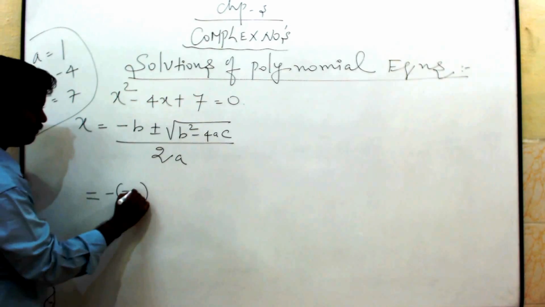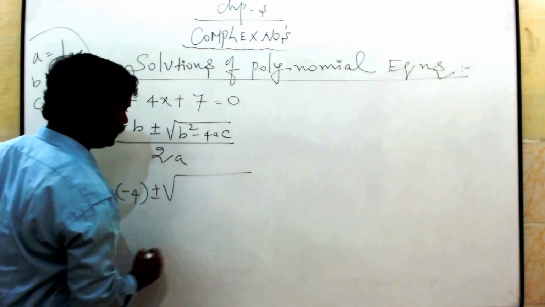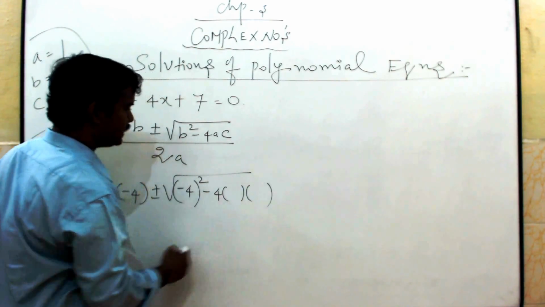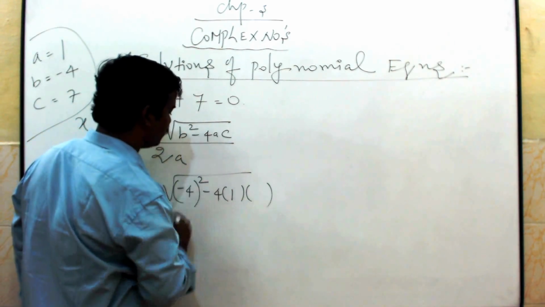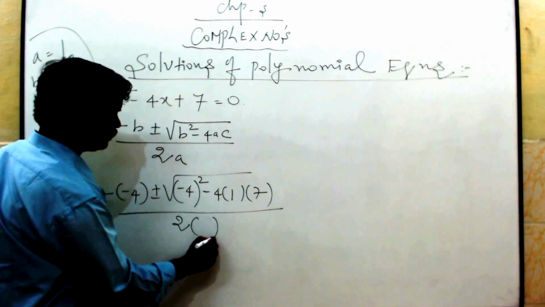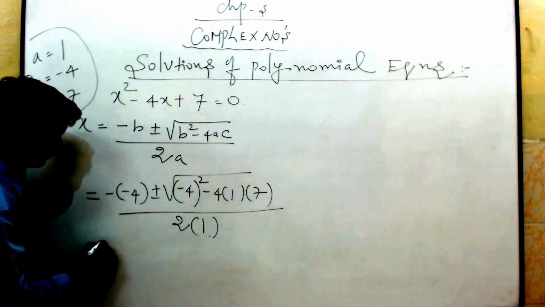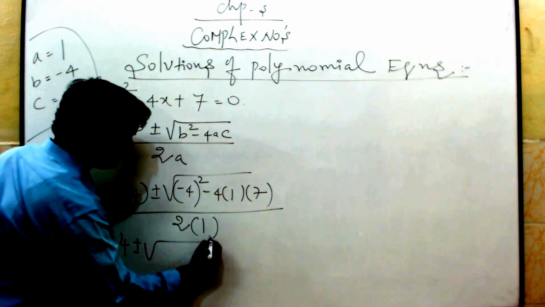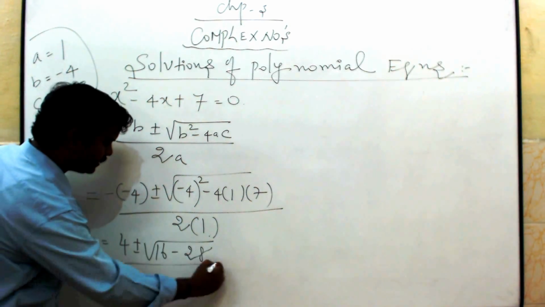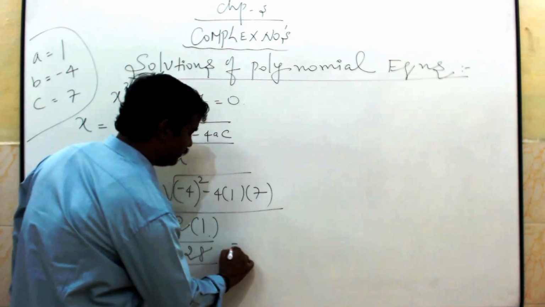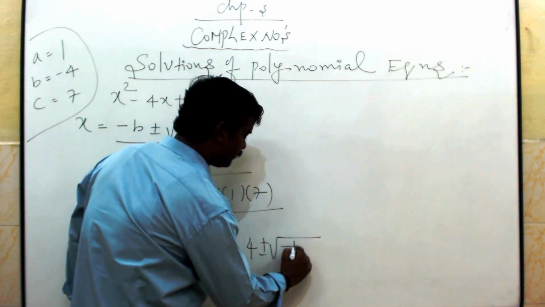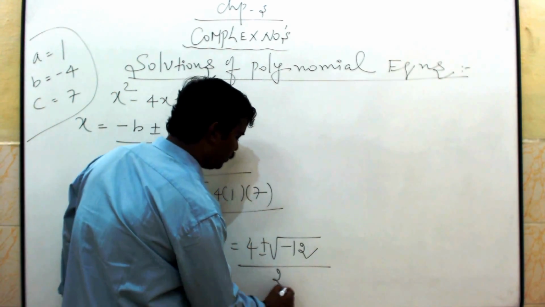So it is minus of -4 plus or minus root of -4 the whole square minus 4 into ac. What is the value of a? A is 1, c is 7. The whole divided by 2 into, what is a? 1. So which is 4 plus or minus root of, what is -4 the whole square? 16 minus 28, divided by 2, which is equal to 4 plus or minus root of, what is 16 minus 28? Minus 12 divided by 2.